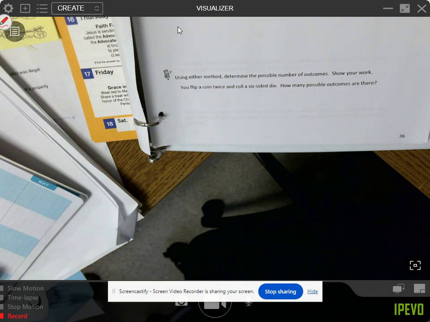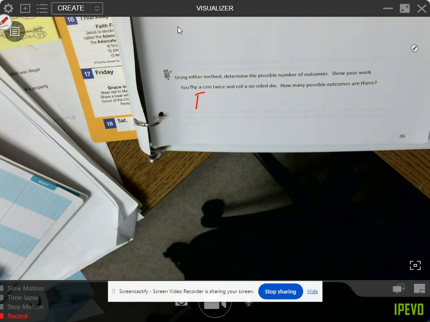You flip a coin twice and roll a 6-sided die. How many possible outcomes are there? So the first thing we have to determine is how many events there are. How many events do we have? Show me with your fingers. I see a lot of 2 fingers up, and I see Melanie has 3. Melanie, why do you have 3 fingers up? Two times you flip the coin and then 1 time you roll the dice.